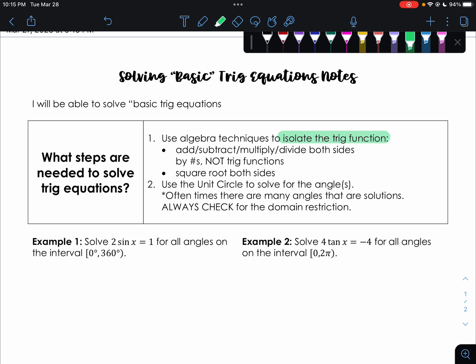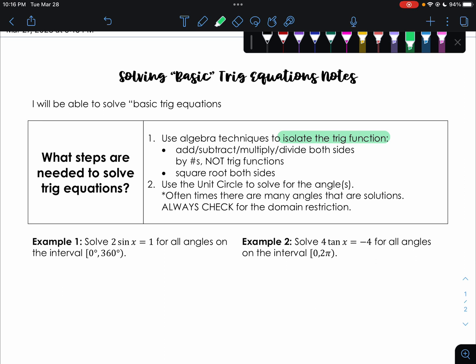Adding and subtracting are okay. We're not going to need that today. You will need that in the next lesson. And then if we need to, we'll take the square root. The only time you need to take the square root is when you have it squared and the trig function is completely by itself.